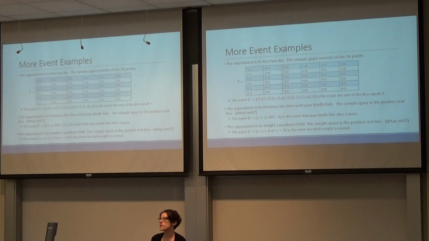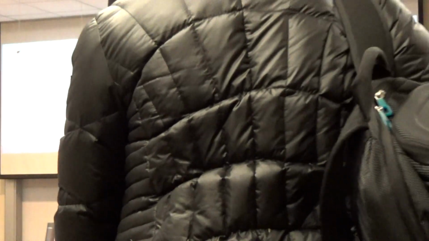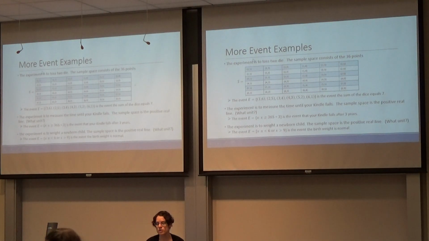Okay, so just some more event examples to get our feet wet a little bit more. So let's say I'm tossing 2 dice. If I toss 2 dice, I've got 36 points in the sample space. I've enumerated it in a table here. I get a 1 through 6 and a 1 through 6, and so it's a 6 by 6 table. There's 36 possibilities. And maybe the event I'm interested in is the sum of the dice equals 7.